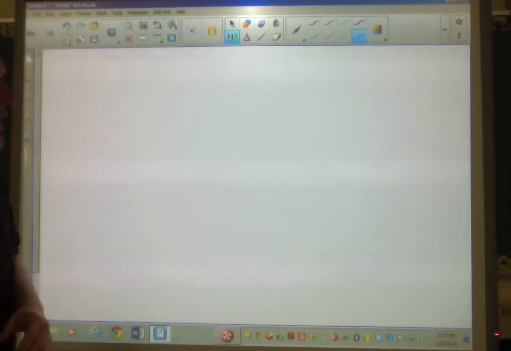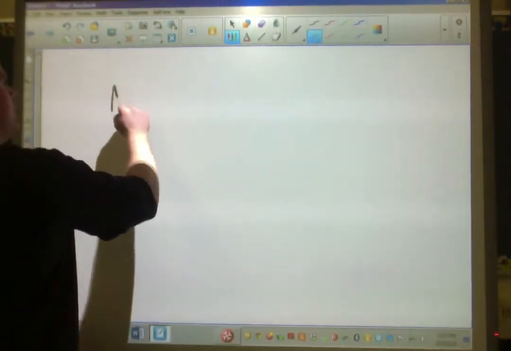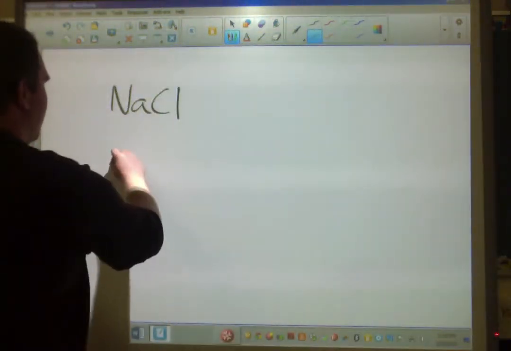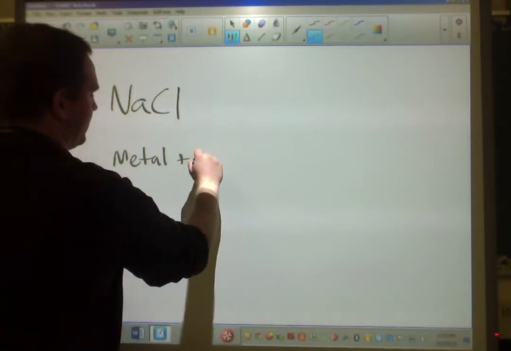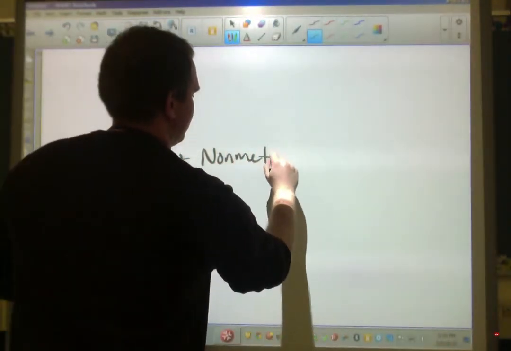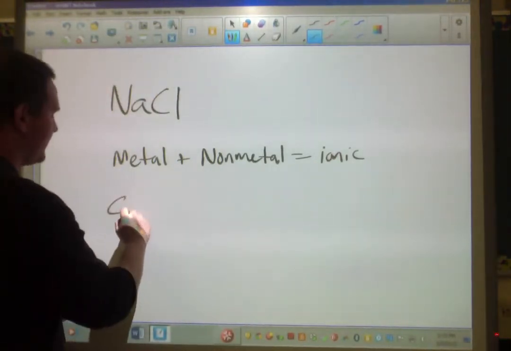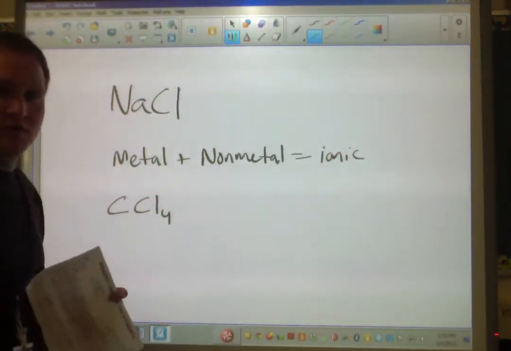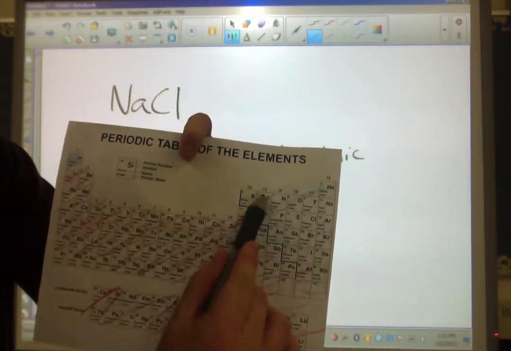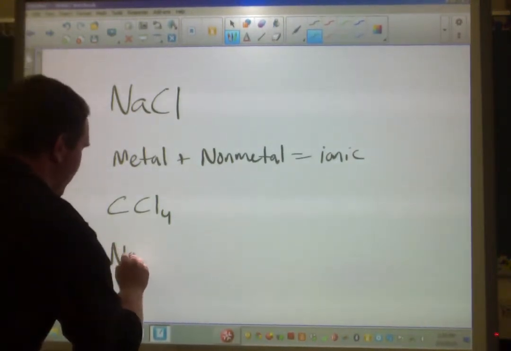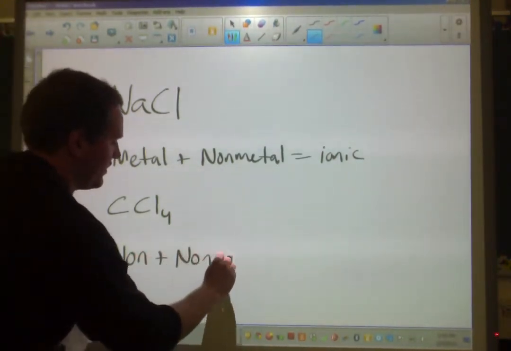So let's run through a couple quick examples. If I give you NaCl, you're going to look at your periodic table. You're going to find these elements. Na, metal. Cl, nonmetal. Metal plus nonmetal. Ionic. So you see something like CCl4. Carbon, nonmetal. Chlorine, nonmetal. Nonmetal plus nonmetal, covalent.